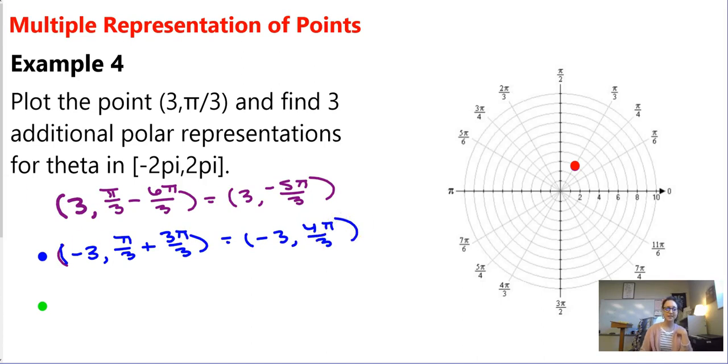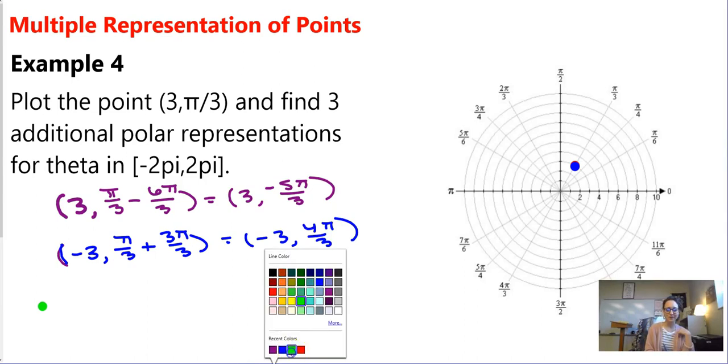And let's go ahead and check that representation as well. Again, I like to take off all the negatives and plot positive 3 comma positive 4 pi over 3. So that is going to be 1, 2, 3 right here. Now that negative on R shoots it across the origin, so yes, I do land back there where I want to be. All right, last one.